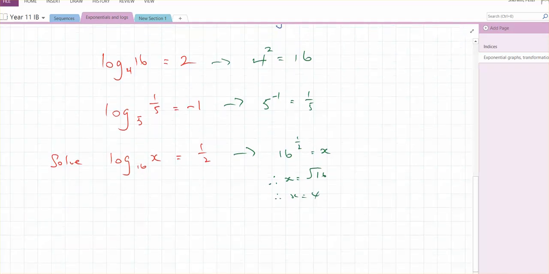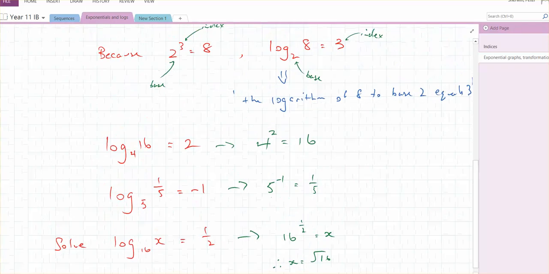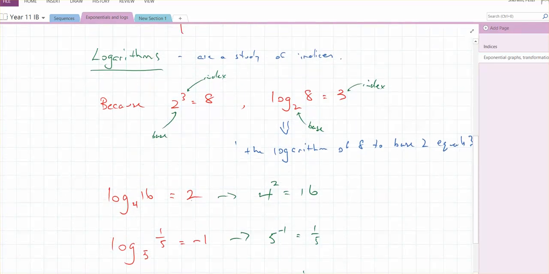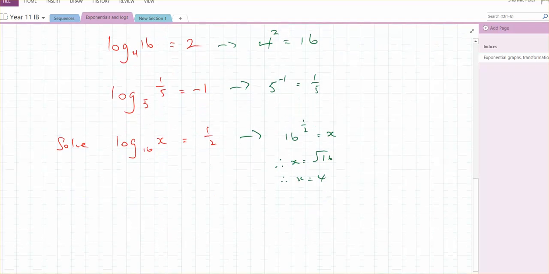So we're solving logarithmic equations now all of a sudden, just through our knowledge of what a log means. It means this base to this power is equal to this. This is the result. The x is a result of raising 16 to the power of a half, just like a fifth is a result of raising 5 to the power of minus 1. 16 is a result of 4 to the power of 2. I think you get me.